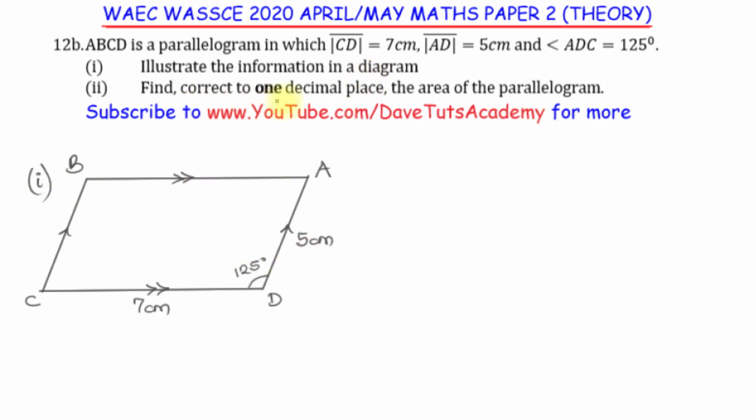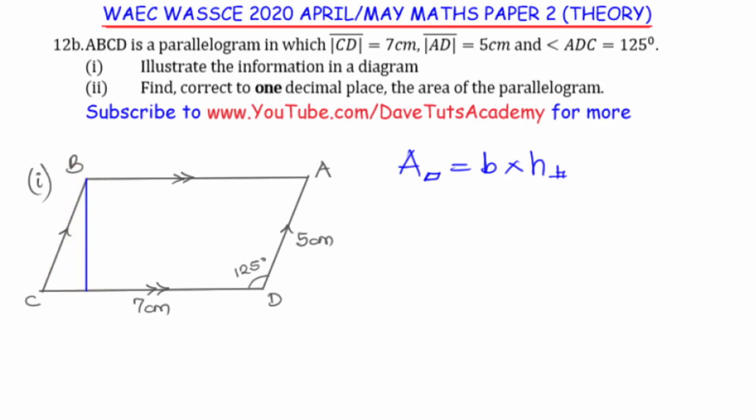Now, we are to find, correct to one decimal place, the area of this parallelogram. And what is the formula for the area of a parallelogram? The area of a parallelogram is given by the product of the base multiplied by the perpendicular height. So this height is not this length. We need to look for a means to find the perpendicular height here.